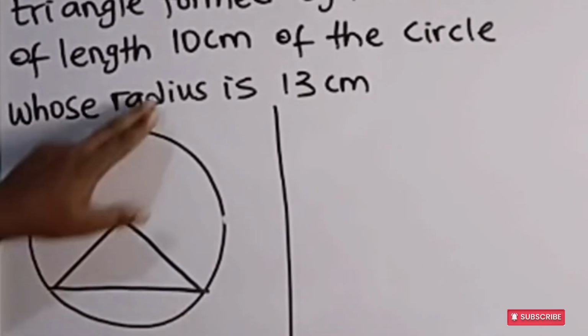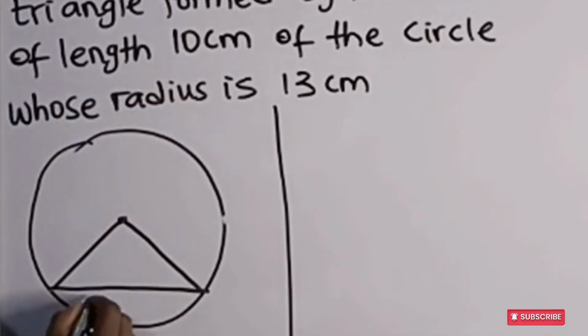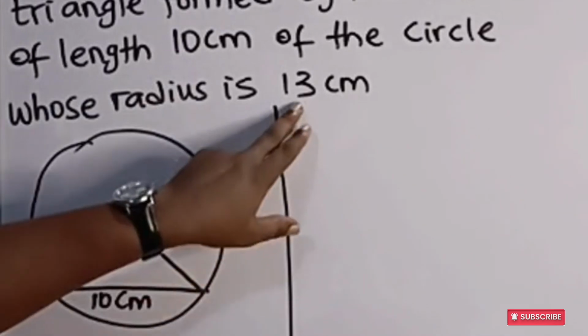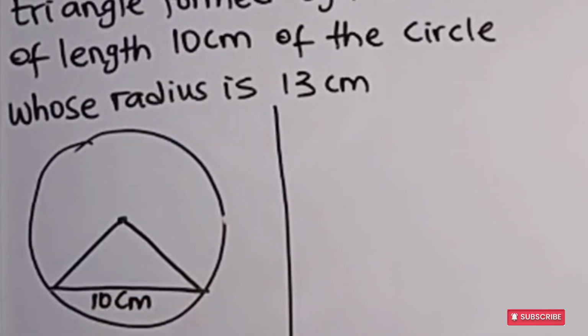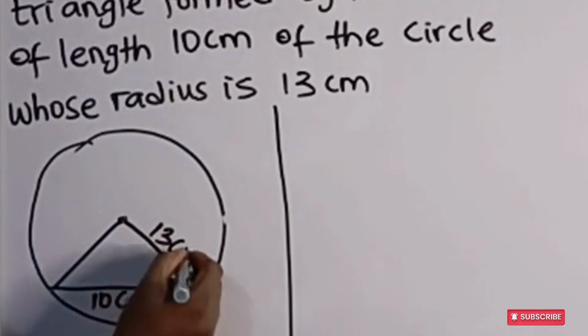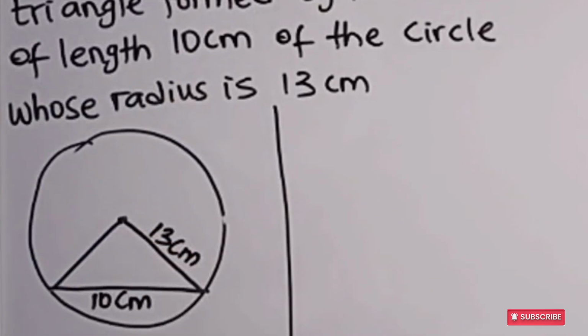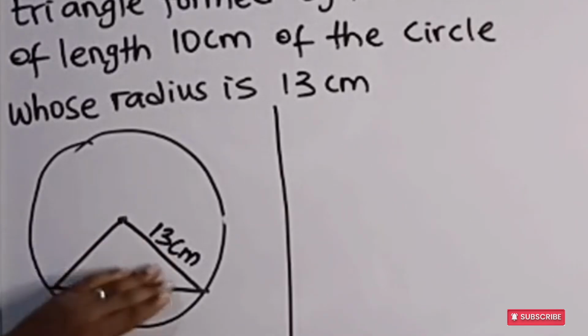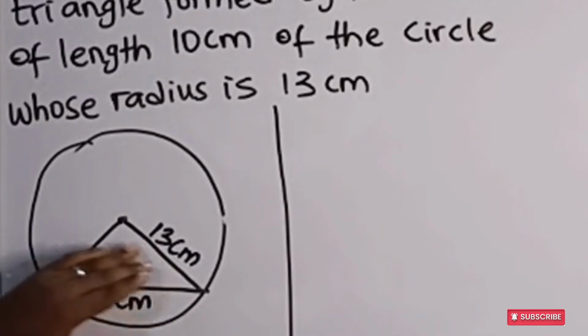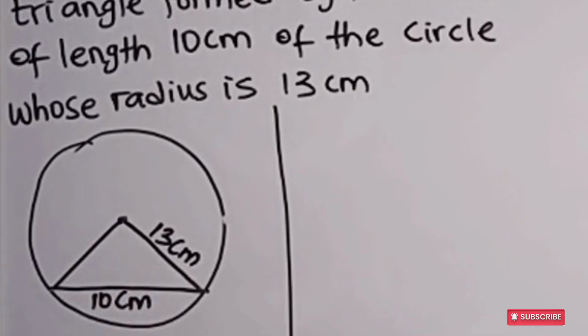And we are told that this chord is 10 centimeters. We're also told that this radius is 13 centimeters. So we're expected to calculate the area of this triangle that is formed here. So let's see if we can do it quickly.